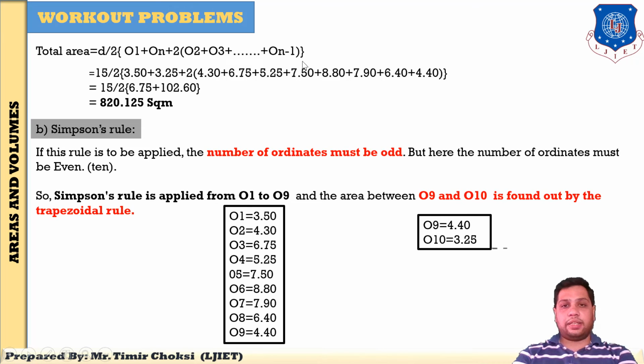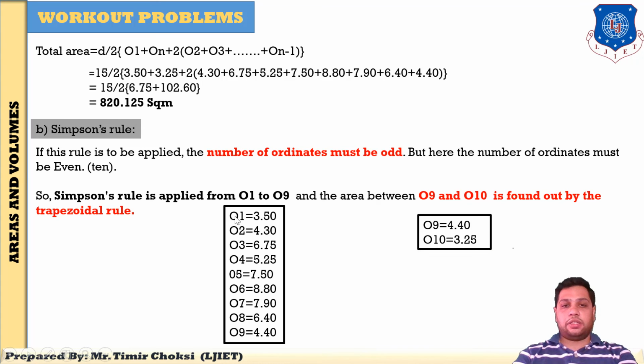sum of remaining ordinates. So you can directly find the area from the trapezoidal rule, because in the trapezoidal rule no limitation is there. But remember that in the Simpson rule, the number of ordinates must be odd. But here the number of ordinates given is even. So 10 ordinates are given. So in this type of condition, clearly listen students, the Simpson rule is applied from only O1 to O9.